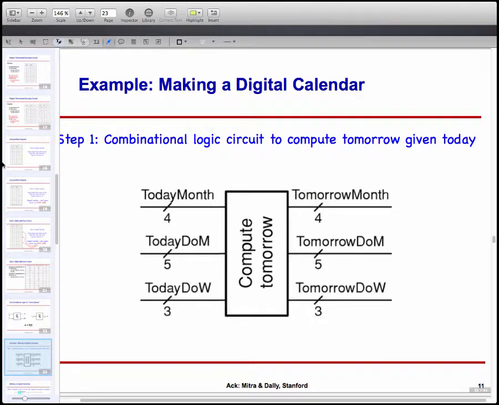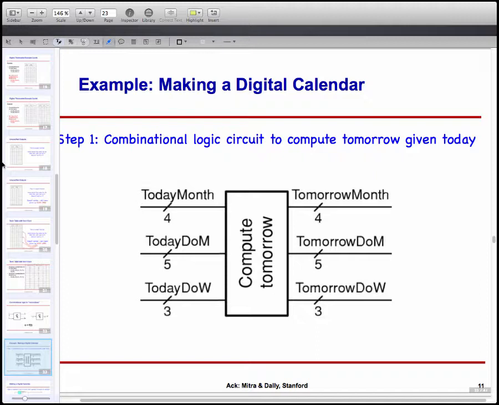But now let's imagine I'm trying to make a digital calendar. So I want to show how combinational logic is not always enough. I can design a computer, a logic which can compute tomorrow. It can take my input representation, which is month, day of month, and day of week, and it can always compute tomorrow. Through some mapping, you can imagine a gigantic truth table that implements that. So that part is easy.